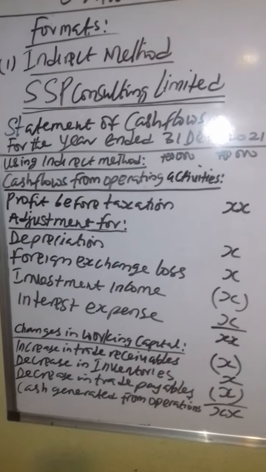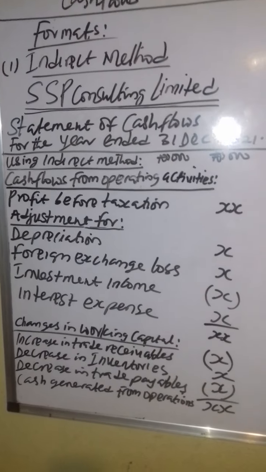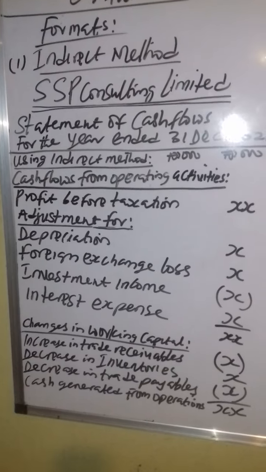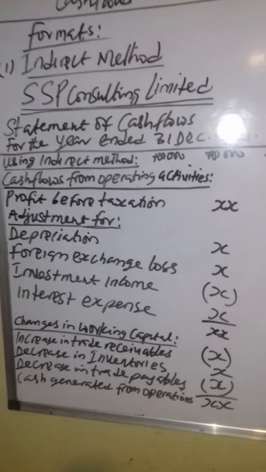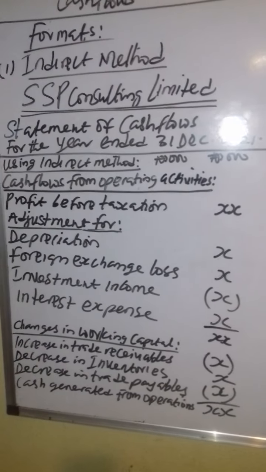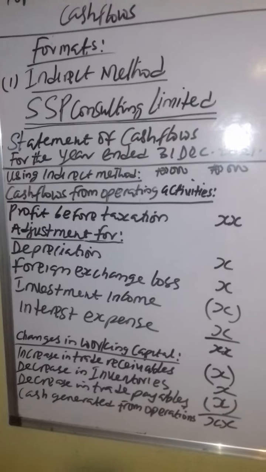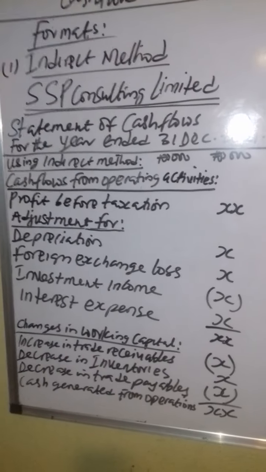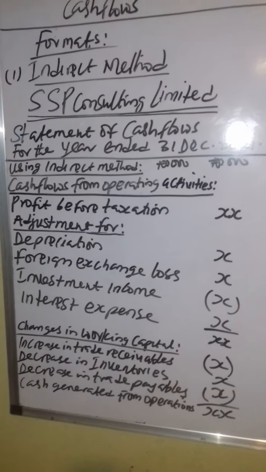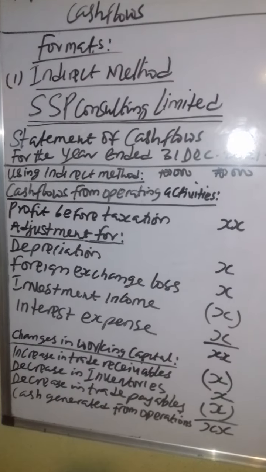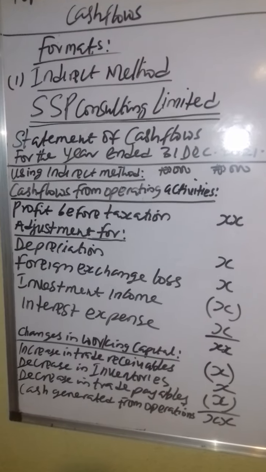Foreign exchange loss, where you make a foreign exchange rate loss. Foreign exchange rate loss is not a cash flow item, it's an adjustment. Investment income. Investment income is actually an income, but wrongly classified in this place. It's not supposed to be where it is in your statement of profit or loss. What do I mean? Investment income is classified as other income after your gross profit.